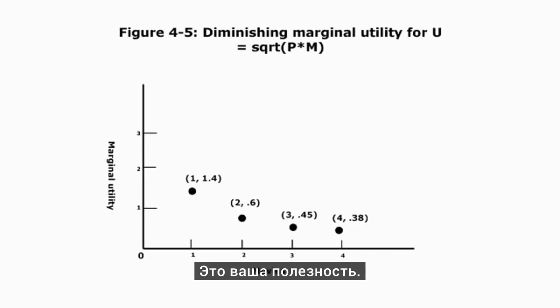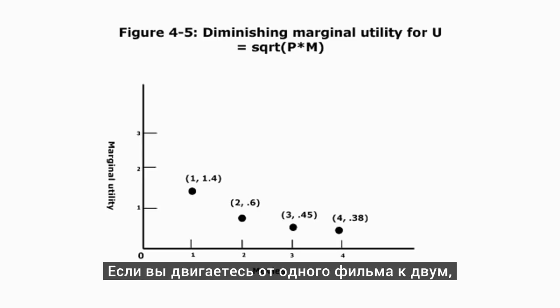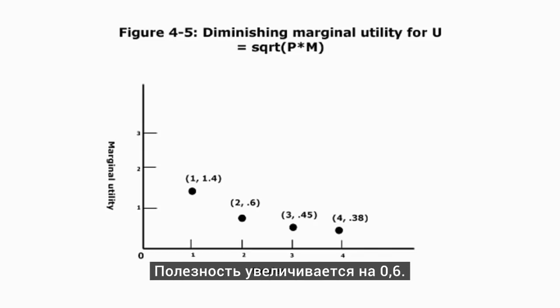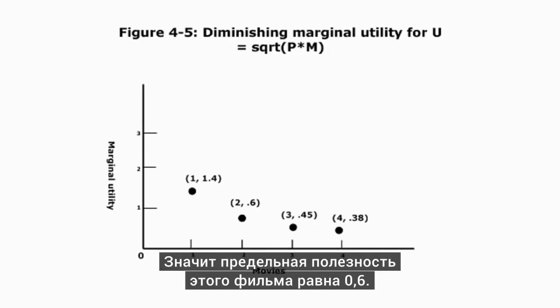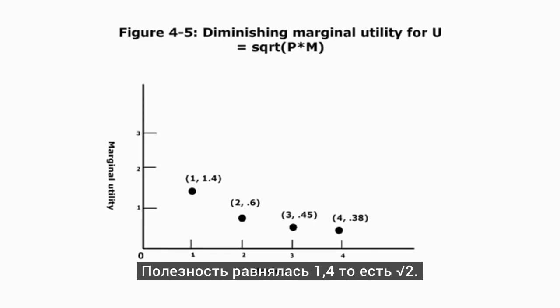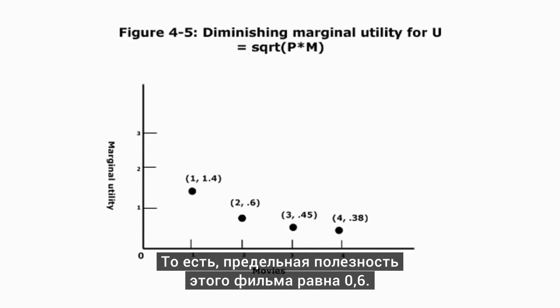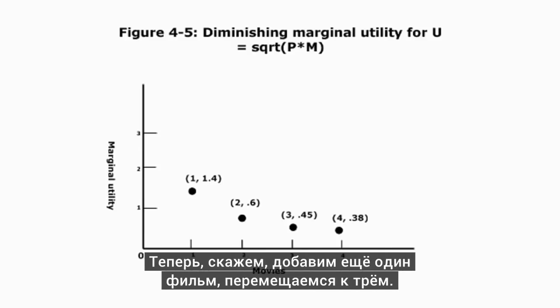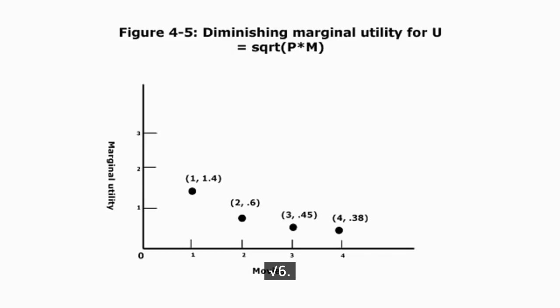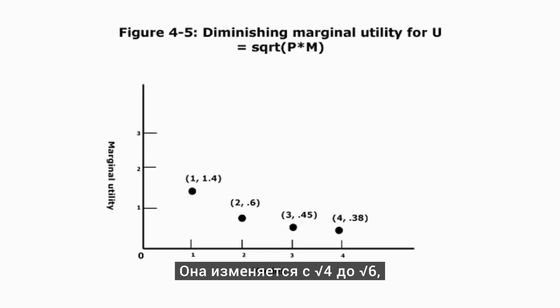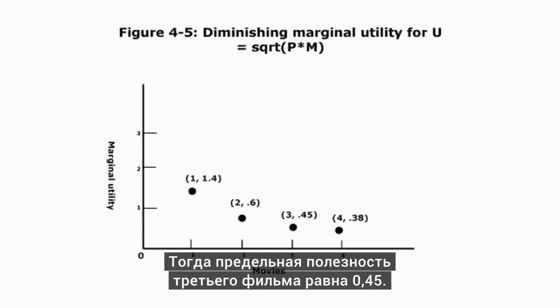Now, when you move from 1 movie to a second movie, your utility goes up from square root of 2 to 2. Utility goes up by 0.6. So the marginal utility of that second movie is 0.6. Utility was 1.4, the square root of 2. Now it's increased to 2. Now let's say you add another movie. You go to 3 movies. Well, what's your utility now? It's the square root of 6, which is 2.45. So your marginal utility of the third movie is 0.45.